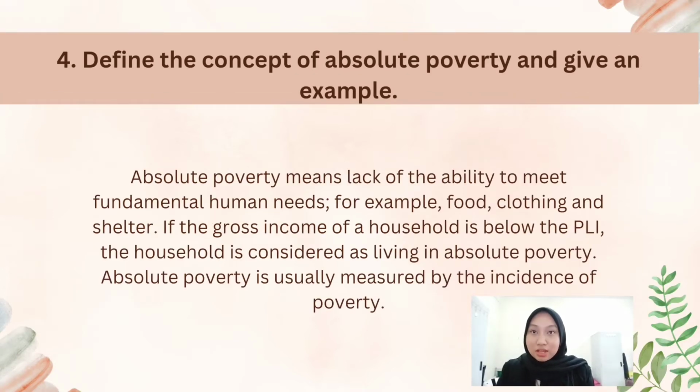Question number 4, define the concept of absolute poverty and give an example. Absolute poverty means lack of the ability to meet fundamental human needs, for example, food, clothing, and shelter. If the gross income of a household is below the PLI, the household is considered as living in absolute poverty. Absolute poverty is usually measured by the incidence of poverty.